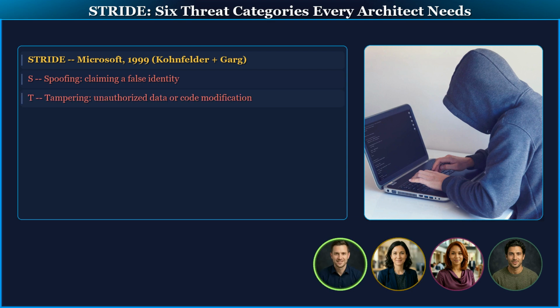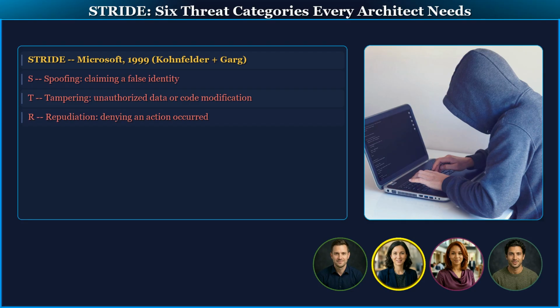Tampering, the T, is unauthorized modification. Think of a river with a current. The data should only flow one direction, untouched. An attacker who reroutes or alters that flow mid-transit has tampered. Integrity controls like hashing, digital signatures, and checksums are the countermeasure.